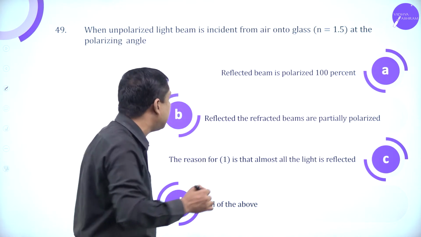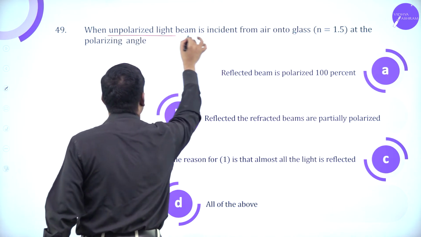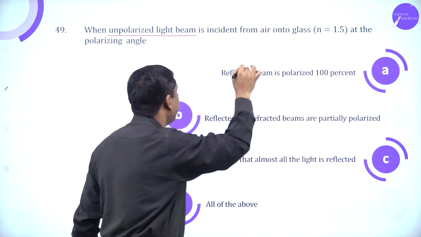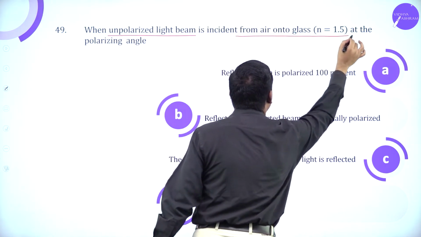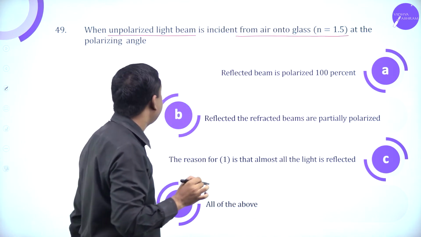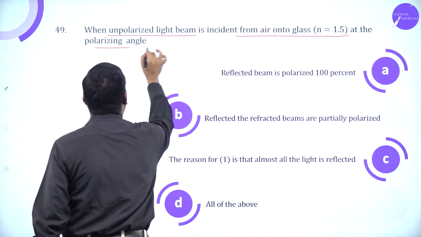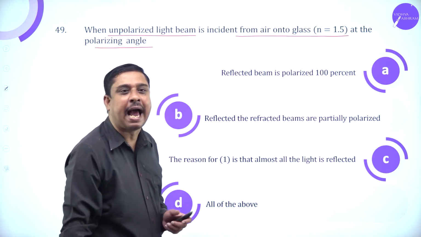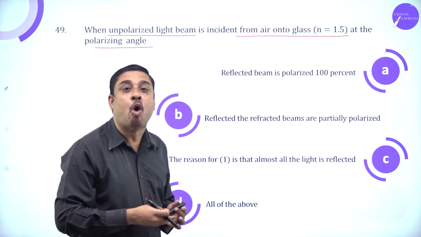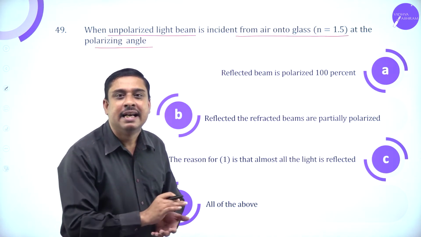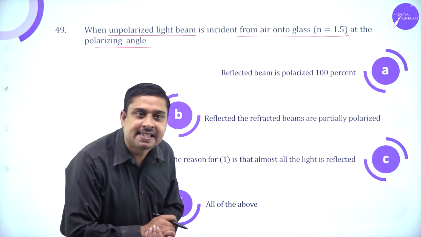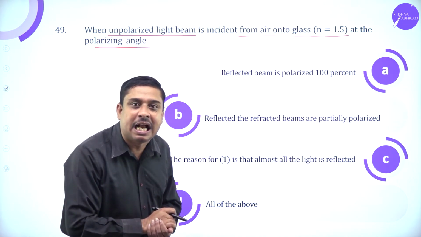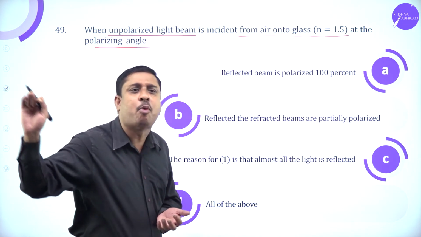When unpolarized light is incident from air onto glass at the polarizing angle. What happens at the polarizing angle? Definition of polarizing angle: it is the angle of incidence for which reflected light is completely polarized.